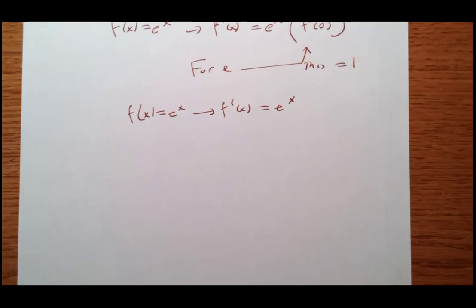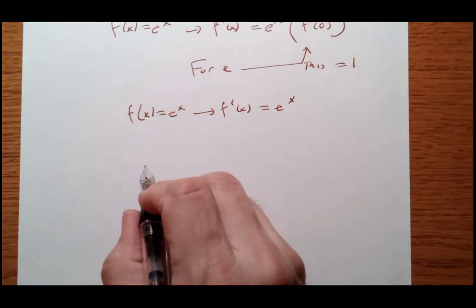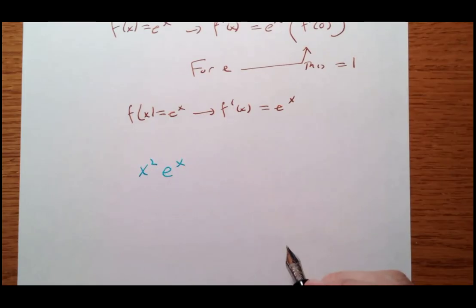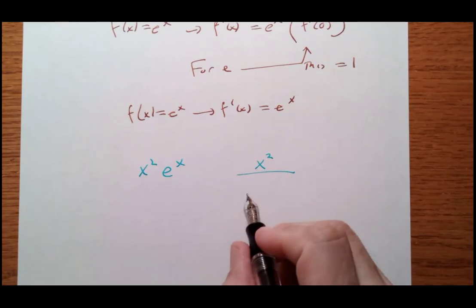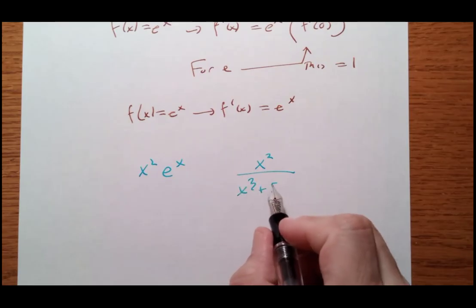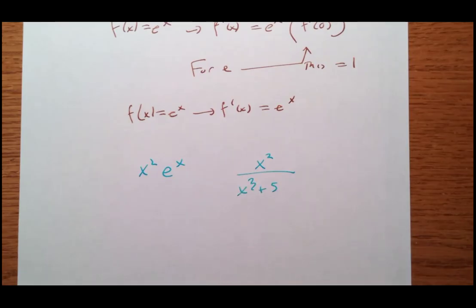Now, please understand, there are still more kinds of functions involved. There are still other things. I've got all of the trig functions, sine and cosine and tangent. I've got things that we haven't dealt with yet. You know, what happens if I do x squared times e to the x? Or if I did x squared over x cubed plus 5? How do I deal with multiplying? How do I deal with dividing? How do I deal with other things?